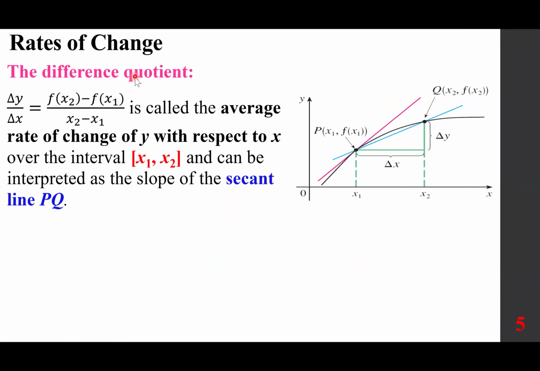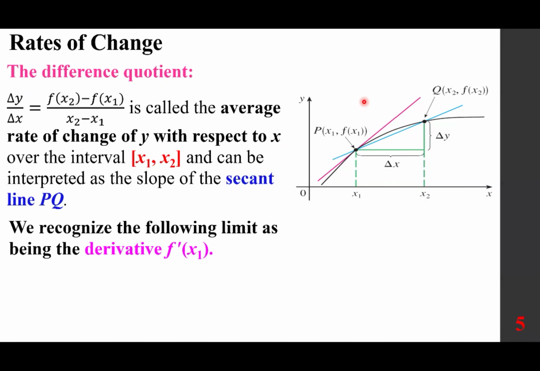All right, the difference quotient. There are different ways of representing them. Ultimately, it's the average rate of change of y with respect to x. Delta y over delta x, f of x sub 2 minus f of x sub 1 over x sub 2 minus x sub 1, is called the average rate of change of y with respect to x over the interval of x sub 1 to x sub 2, and can be interpreted as the slope of a secant line PQ. So you have P, you have Q, pick up two points. And if you represent the points anyhow that you want to represent, x sub 1, f of x sub 1, x sub 2, f of x sub 2. This is run, delta x or x sub 2 minus x sub 1. This is rise, y sub 2 minus y sub 1, or f of x sub 2 minus f of x sub 1.